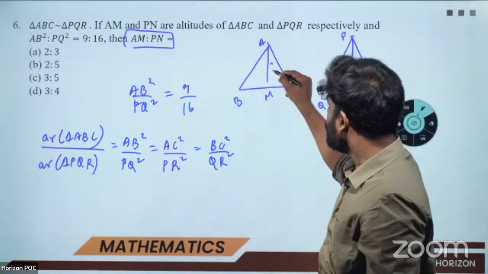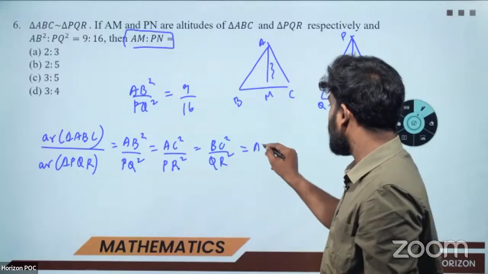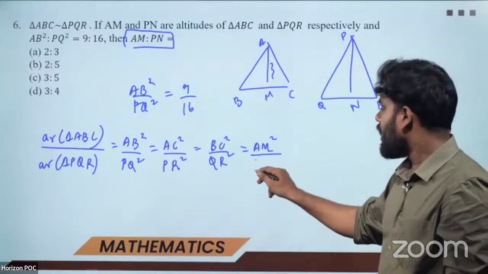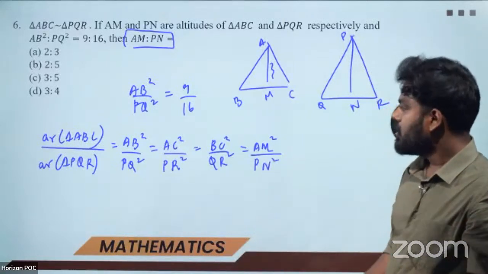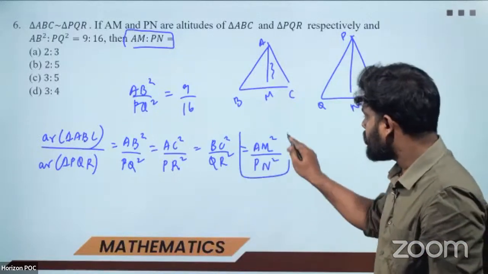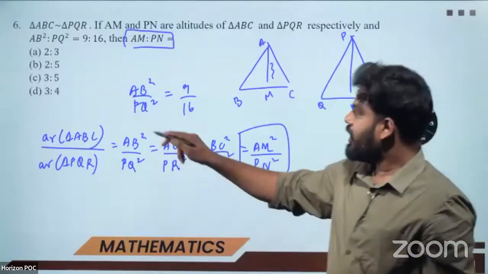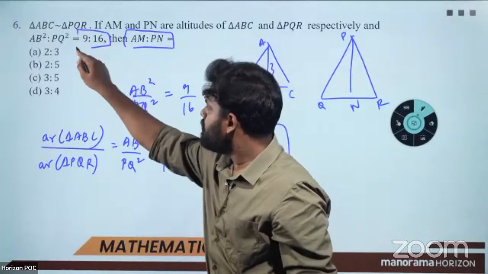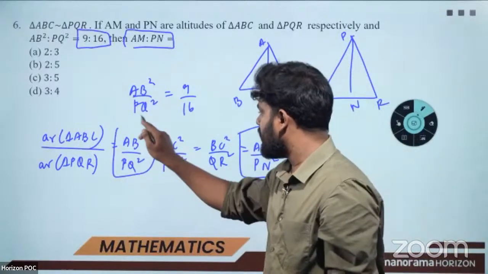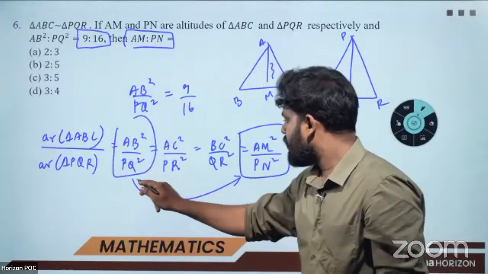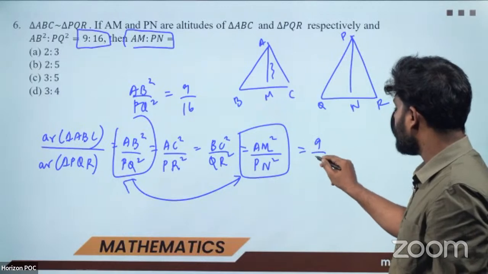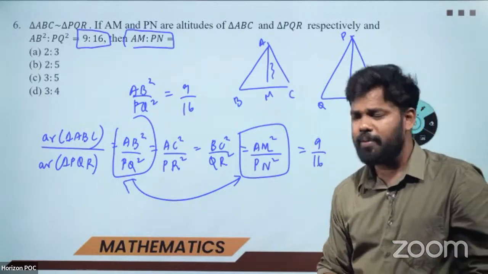So you have the altitude as AM. You can write it as AM square divided by, what is the altitude here? PN. So PN square. So area of triangle ABC by area of triangle PQR will be equal to this also. And it is given AB square and PQ square, the ratio between those two as 9:16. So can you take these two as equal? Yes. So I can write AM square by PN square is equal to 9 by 16.